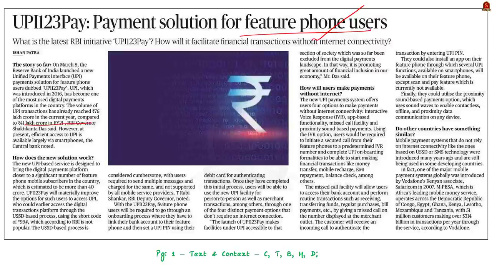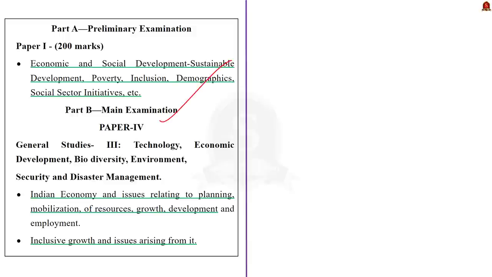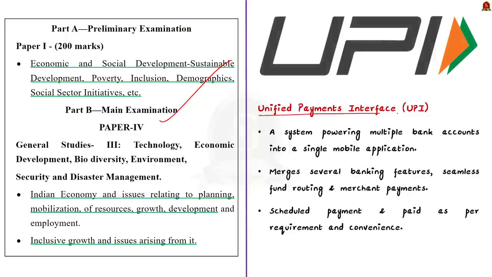In this context, let us briefly look at what is UPI and then let us see the difficulties faced by the feature phone users and what is meant by a feature phone. Following that, we'll see the earlier digital transactions platform used by them and finally about the new UPI payment solution that is launched. Also, we'll see some of its pros and cons. But before that, the syllabus relevant to the article is given here for your reference. Please go through it.